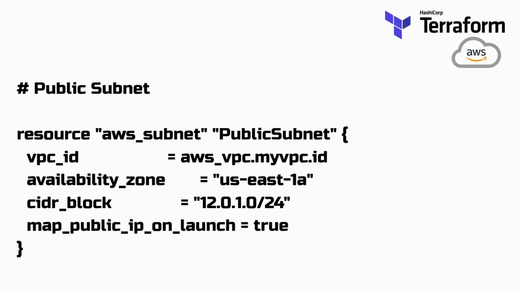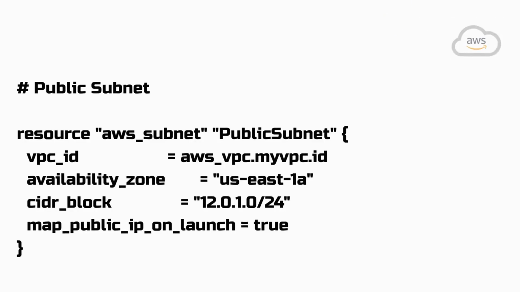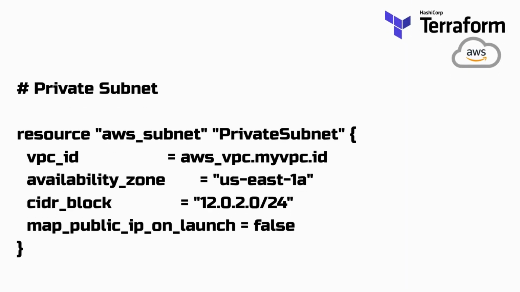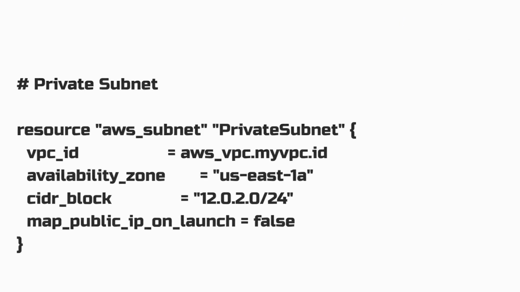Next, I define two subnets. The first is the public subnet, which has a range of 12.0.1.0/24. Any resources here can connect directly to the internet if routing is configured. The second is the private subnet, which has 12.0.2.0/24. Instances in this subnet don't have a direct path to the internet. Instead, they use a NAT gateway for outbound connections. This separation is a best practice for secure cloud design.